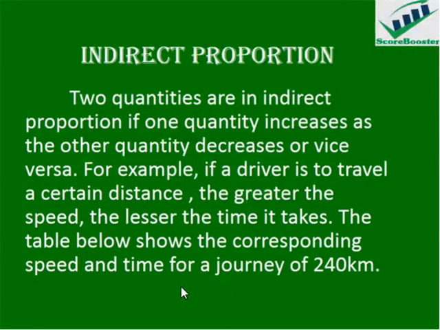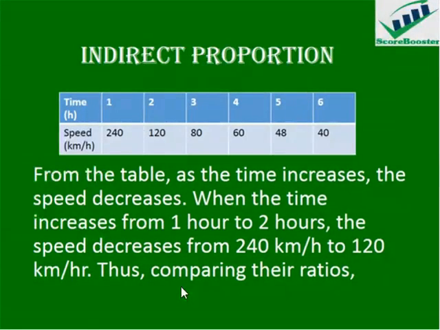So in this video, we are going to consider a driver that travels a certain distance of 240 kilometers. The time and speed of that particular journey is shown in this table. The interpretation of the table is that if the car travels at a speed of 240 kilometers per hour, the time it takes is 1 hour. But if the speed decreases to 120 kilometers per hour, it's going to take 2 hours. If the speed decreases to 80 kilometers per hour, it's going to take 3 hours, and so on.